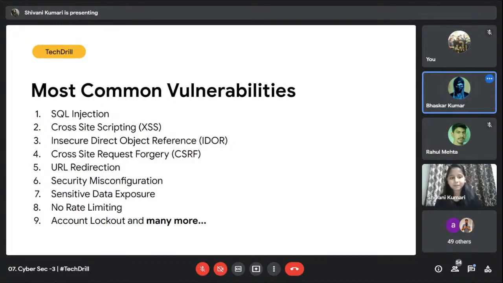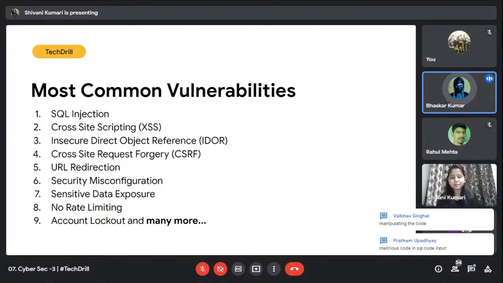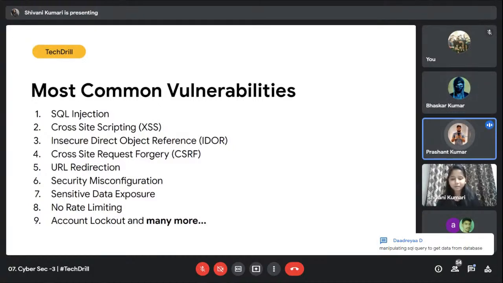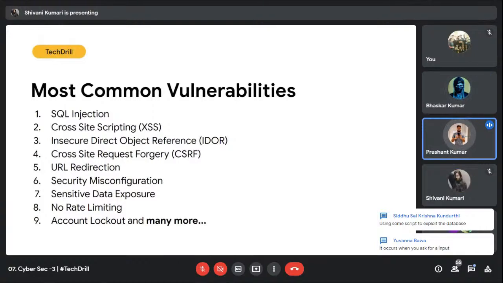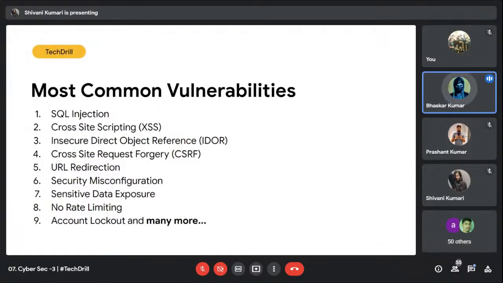Anyone? See, this is one of the topmost vulnerabilities in the OWASP top 10, right? Yeah, go ahead, Prashant. It is a kind of bug because of which the attacker is able to get the data from the databases. Okay. So, in very simple words, SQL injection, right?